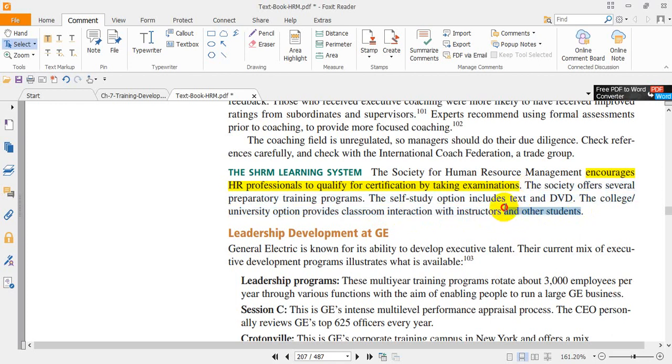So the society offers several programs: the self-study option and the college and university option. These are two options that the Society for Human Resource Management delivers its programs through.